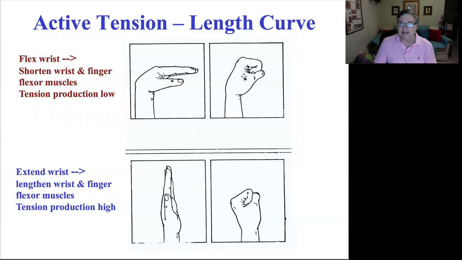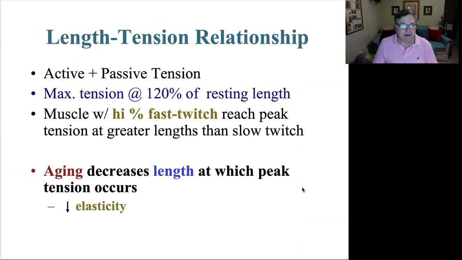We've done this exercise before, right? So again, looks like this person cheated too. If you take that pen or pencil and you flex your wrist and try to grab it, you can't produce a lot of force. Extend the wrist and those finger flexor muscles are now stretched, and you can produce lots of force. So big difference there. And again, 120% of resting length, that's kind of ideal.